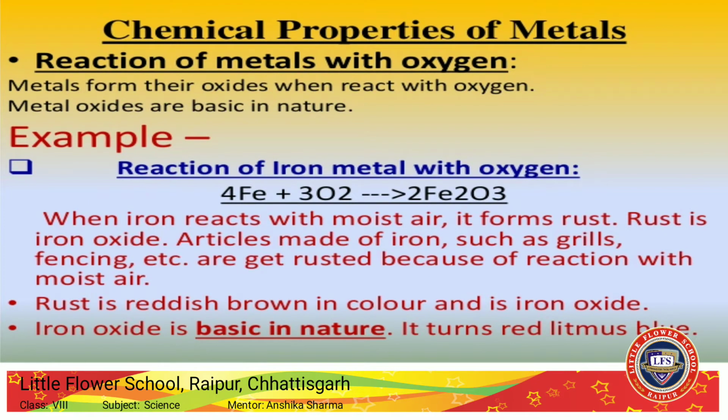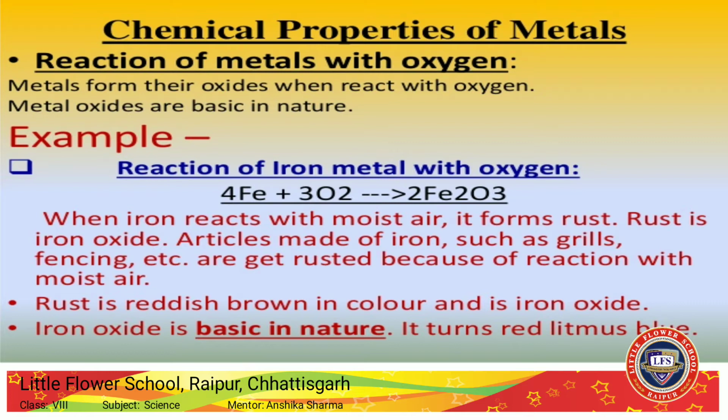Okay, chemical properties of metals. Reaction of metals with oxygen. Metals form their oxide when they react with oxygen. When metals react with oxygen, they form their oxide. Metal oxides are basic in nature.